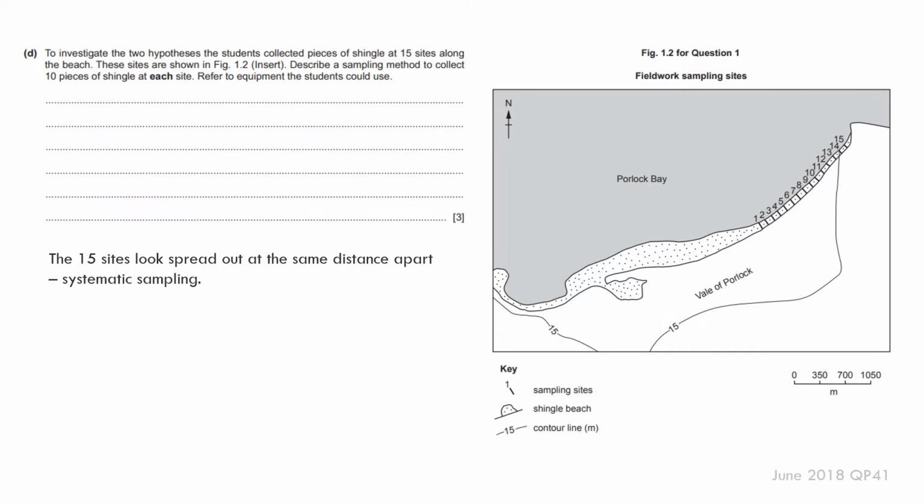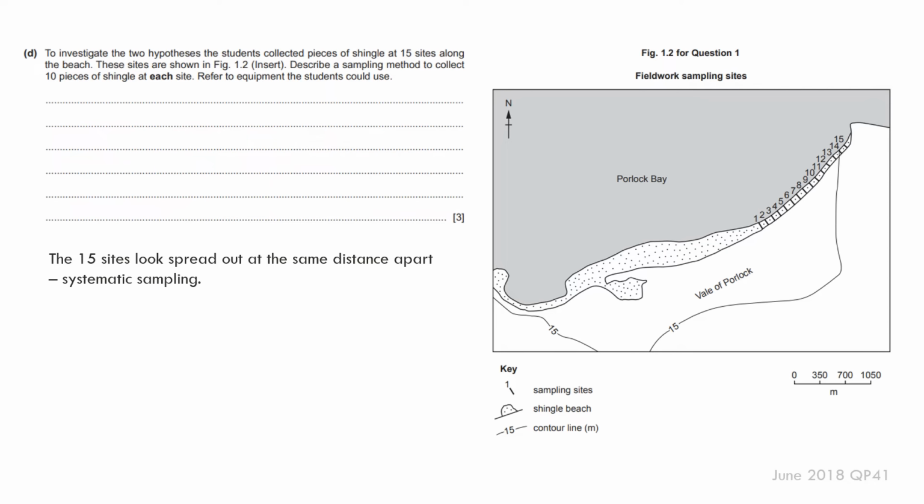So let's start looking at the questions that bring together sampling sites and risks associated with that, and how that affects your decision. So here, this is actually a straightforward sampling question. Describe a sampling method to collect 10 pieces of shingle at each site. Refers to the equipment students could use. This is 3 marks. Well, really, you can see here, they've split up this part of the beach into 15 separate sites.